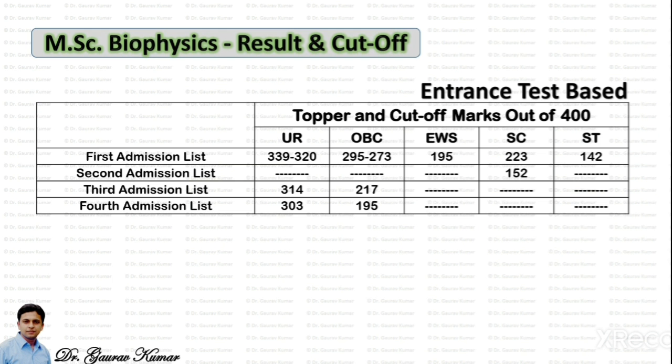So if we just see the range of cutoff here, the topper had around 339 marks and it ranged to around 303 in the fourth admission list in the unreserved category, while in the OBC we have a 295 to 195 range. In EWS, one candidate was selected at 195. In the SC category, the range was from 223 to 152 marks, and in ST category, we have 142 marks.